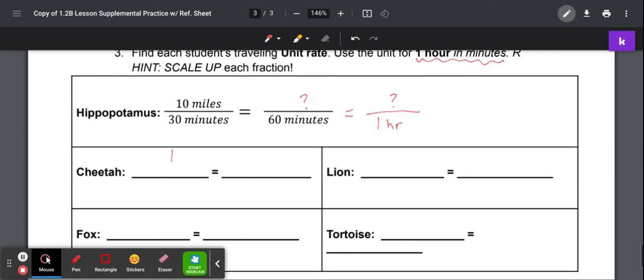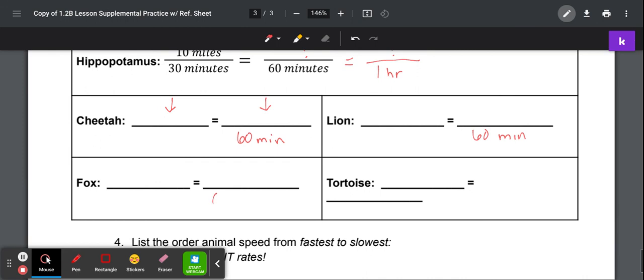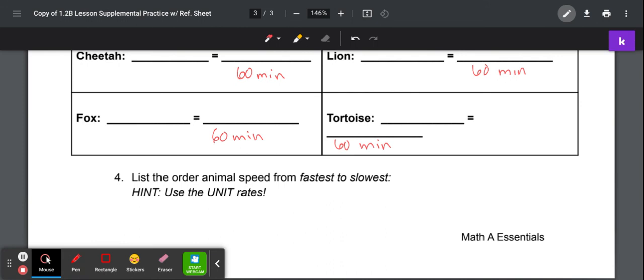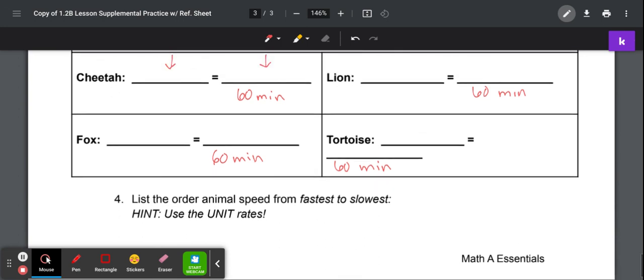You're going to write the ratio or the rate. Then you're going to scale it up to 60 minutes. So all of these denominators here on the right side should read as 60 minutes because you want to figure out their rate per hour. Okay, so write the rate based on the table, then scale it up to 60, and that's going to give you the miles per hour. Then in number 4, you're going to list the order of the animal speed from fastest to slowest. So that's your homework for today.